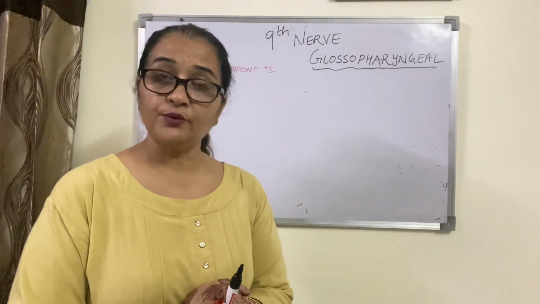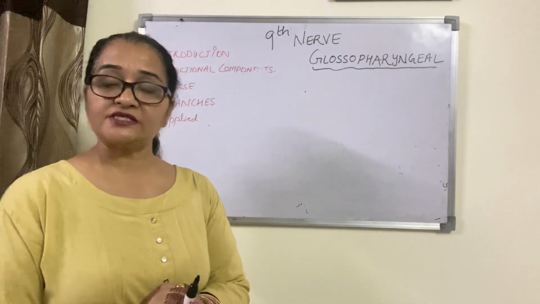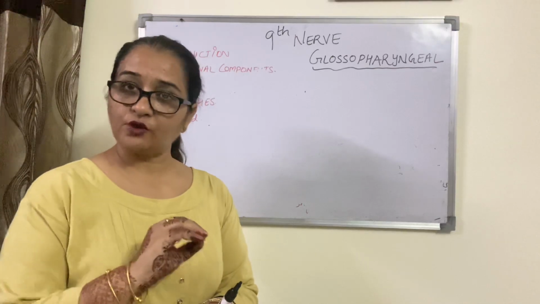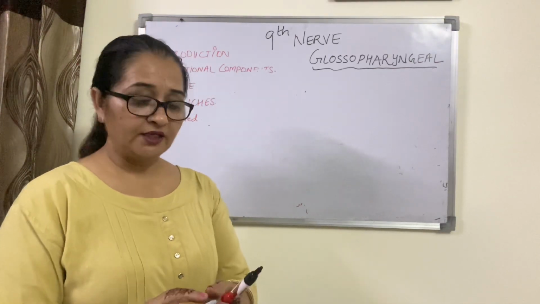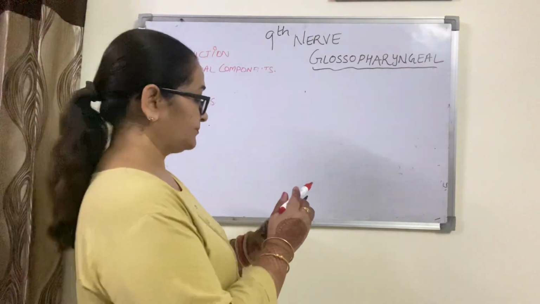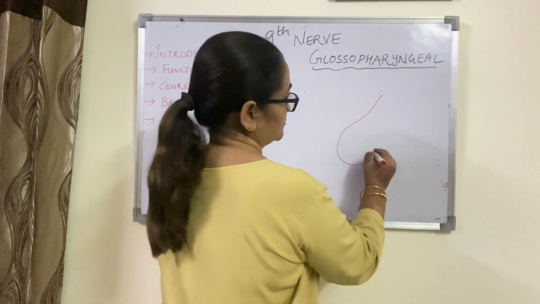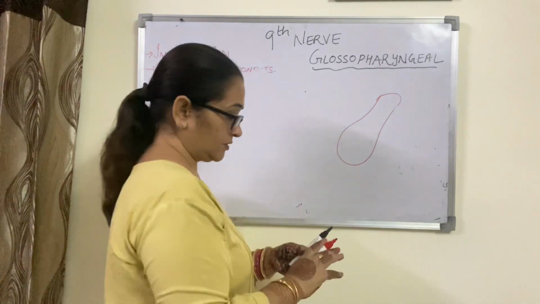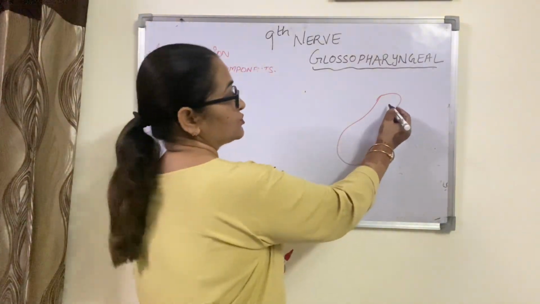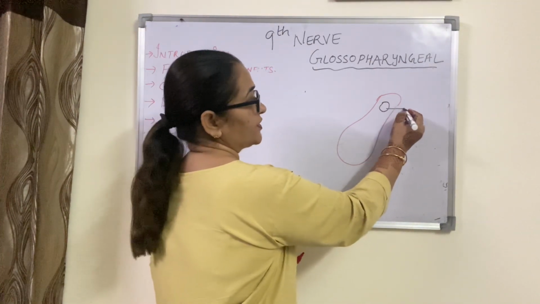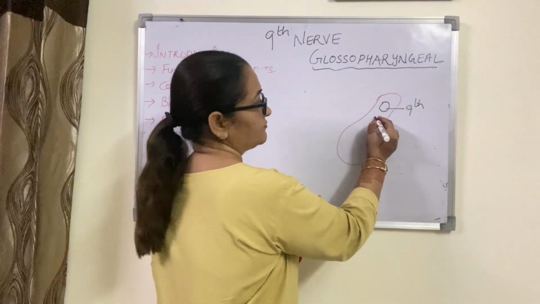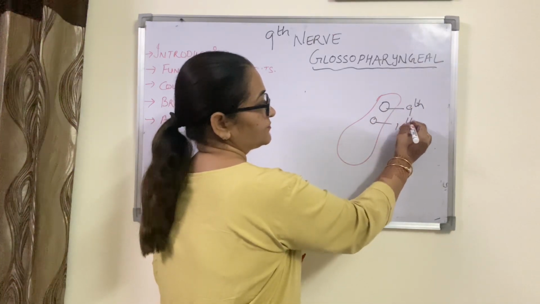As I have told you, after leaving the medulla, the nerve moves laterally and anteriorly, and it passes through the jugular foramen. This nerve passes through the jugular foramen in front of the vagus nerve. So this is the 9th nerve, here is the 10th nerve.